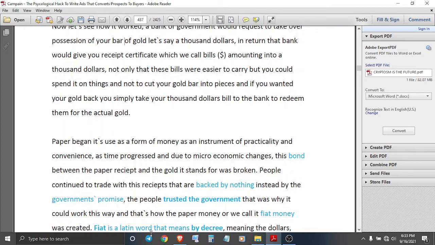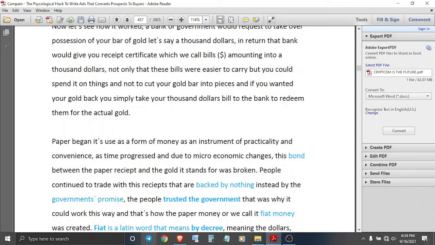Now the problem with this paper money, or this dollar bill receipt, is that there was nothing significant backing it. It was only the trust in the government that backed it. The idea that the government brought in backed the paper receipt. Initially, it was the gold that was backing it, but once the gold was removed from the process, it came to a time where they don't use gold anymore.